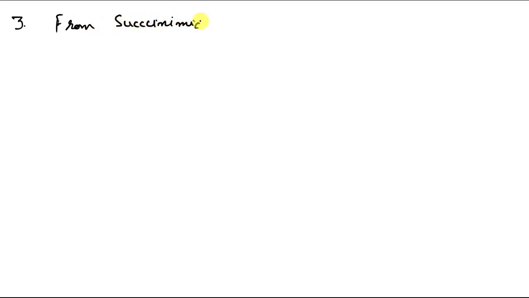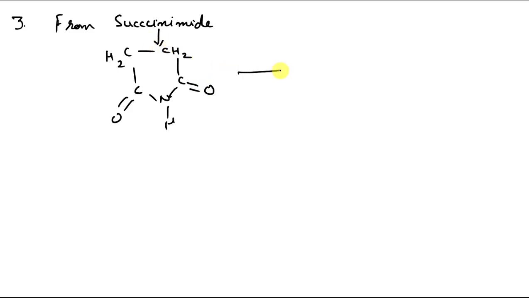From succinimide. So let us write the structure of succinimide first. CH2, it is a 5-membered cyclic amide, we can say. This compound is succinimide. So when we distill this succinimide on zinc dust, it simply produces pyrrole, and zinc oxide is a byproduct. So that is another method by which we can prepare pyrrole. I am just writing the methods by which we are directly getting pyrrole.